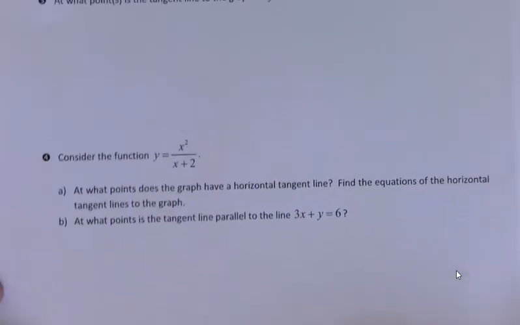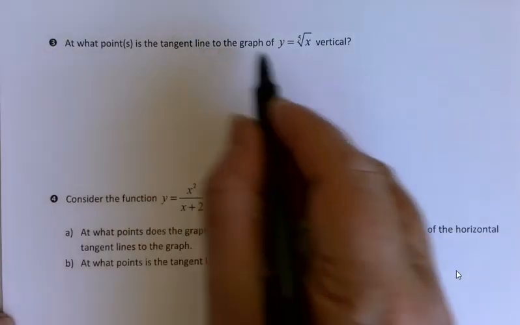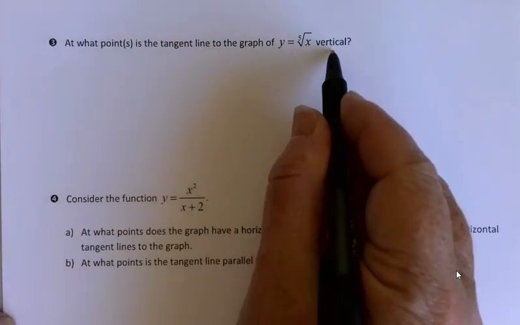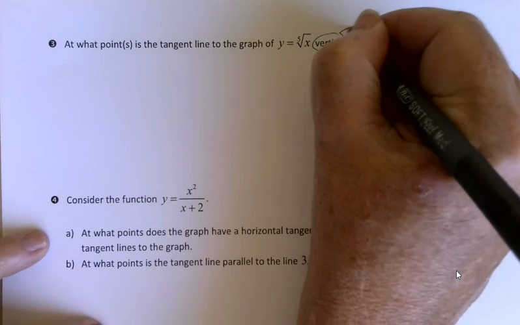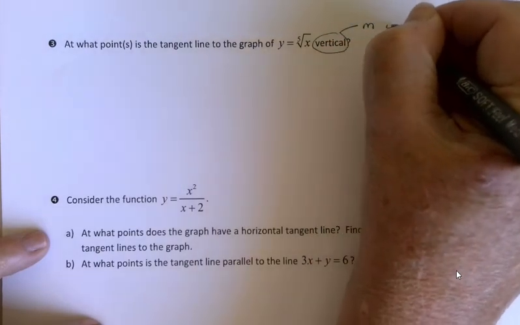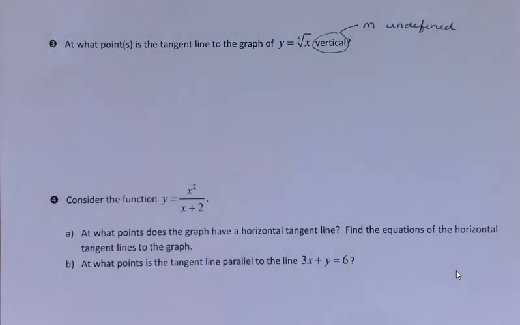So, let's do a couple more slope problems. In number 3, the question is, at what points is the tangent line to this graph vertical? Well, let's see. Horizontal tangents have a slope of 0. Vertical tangents have a slope that's undefined. So the question that I'm really asking myself this time is, when is the slope of the tangent line, when is the derivative, undefined?